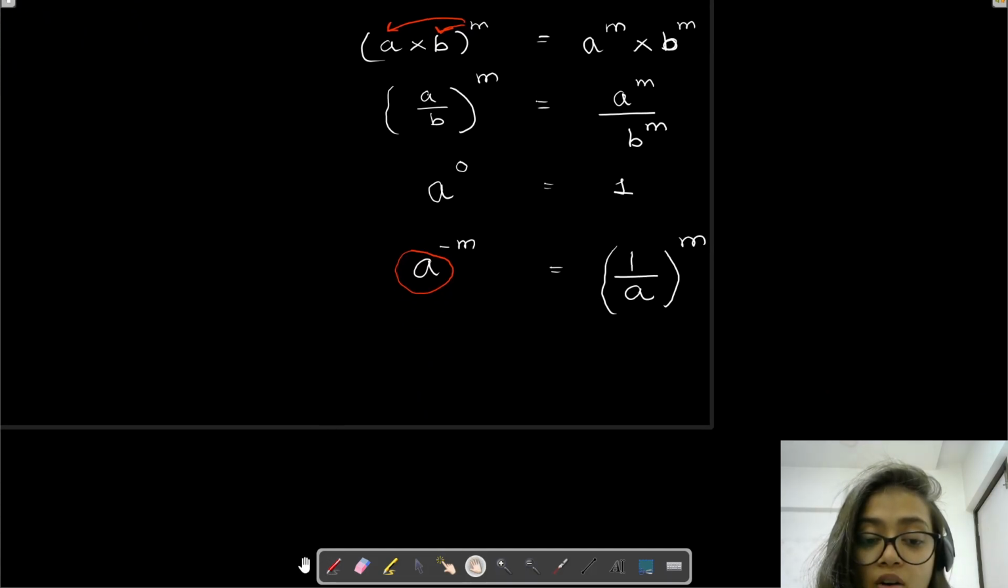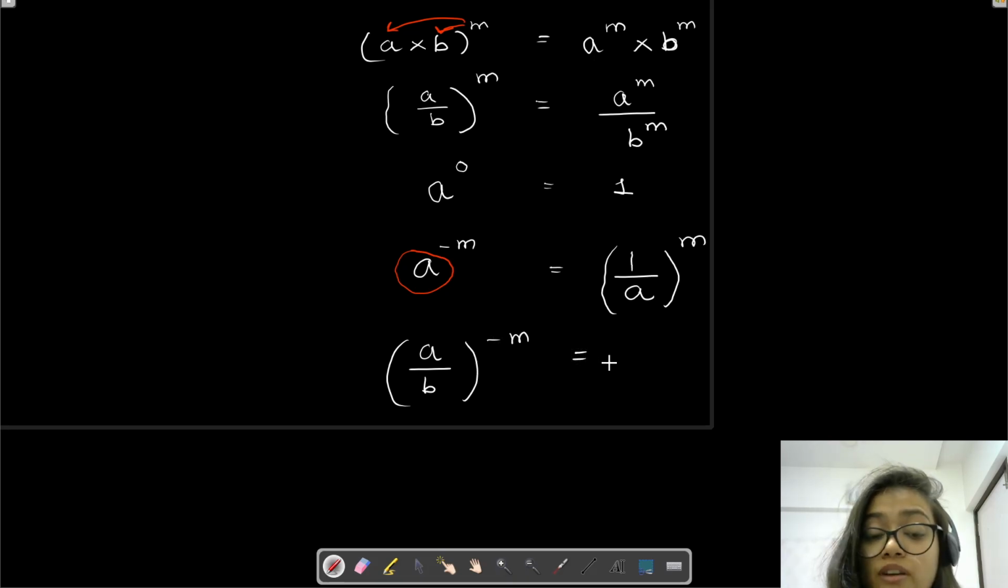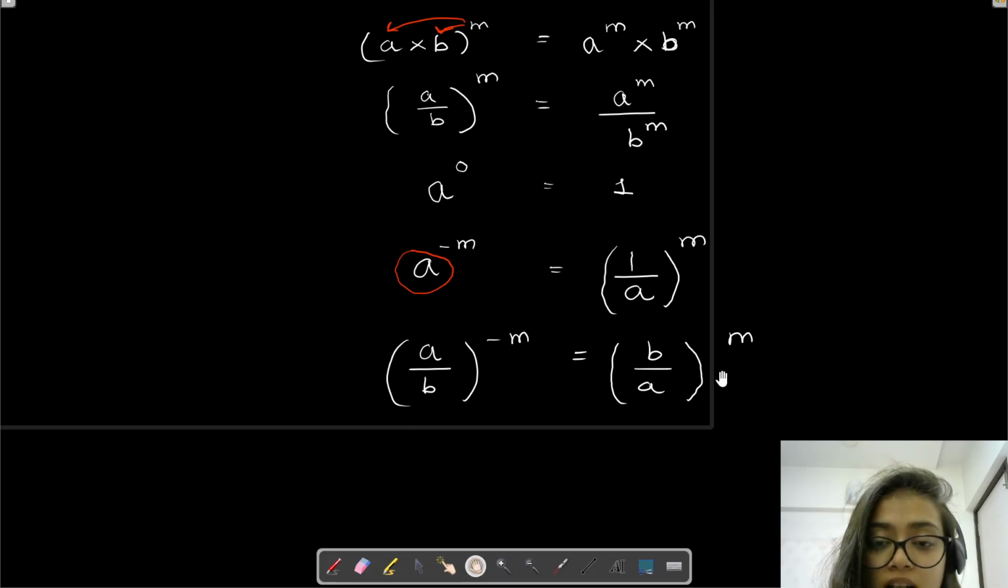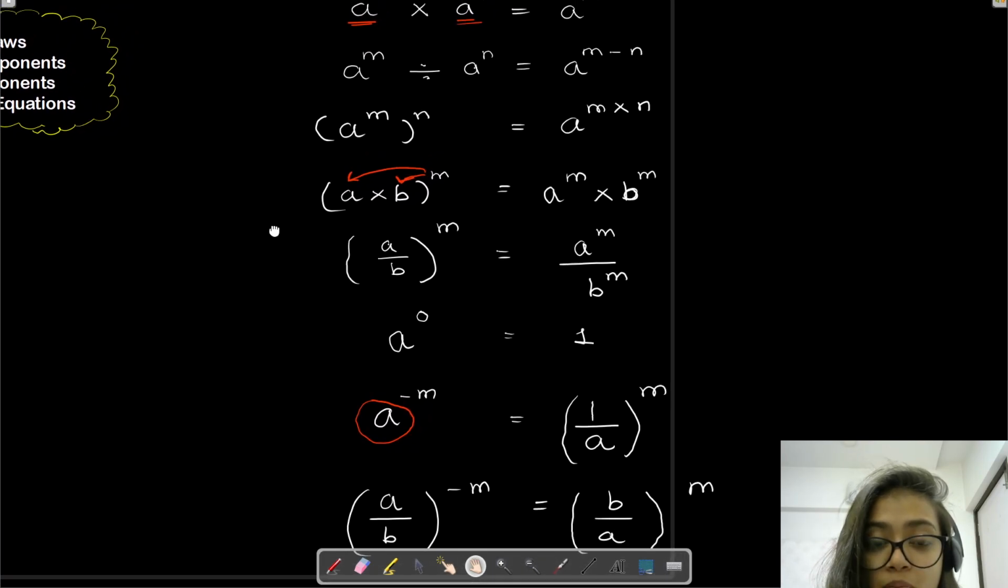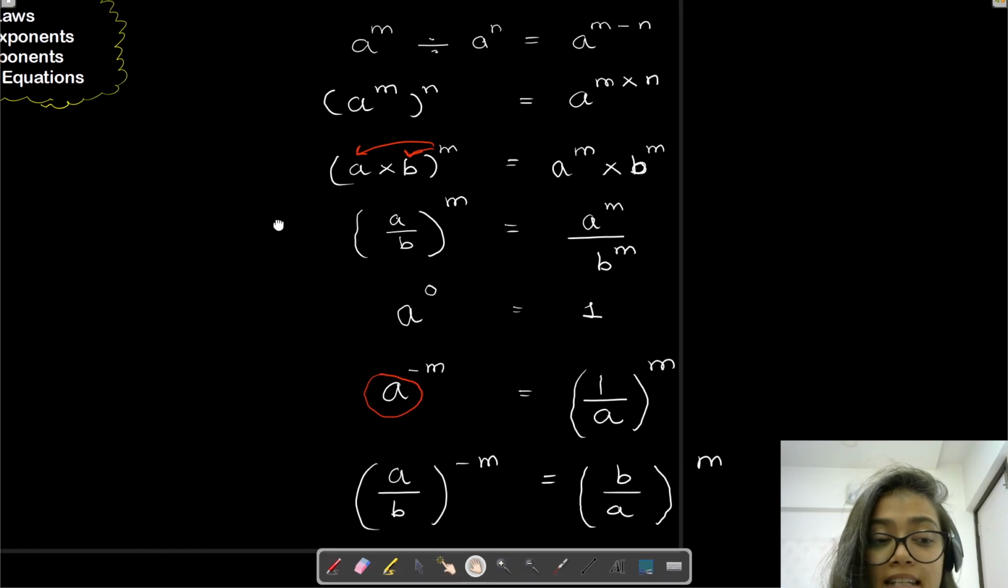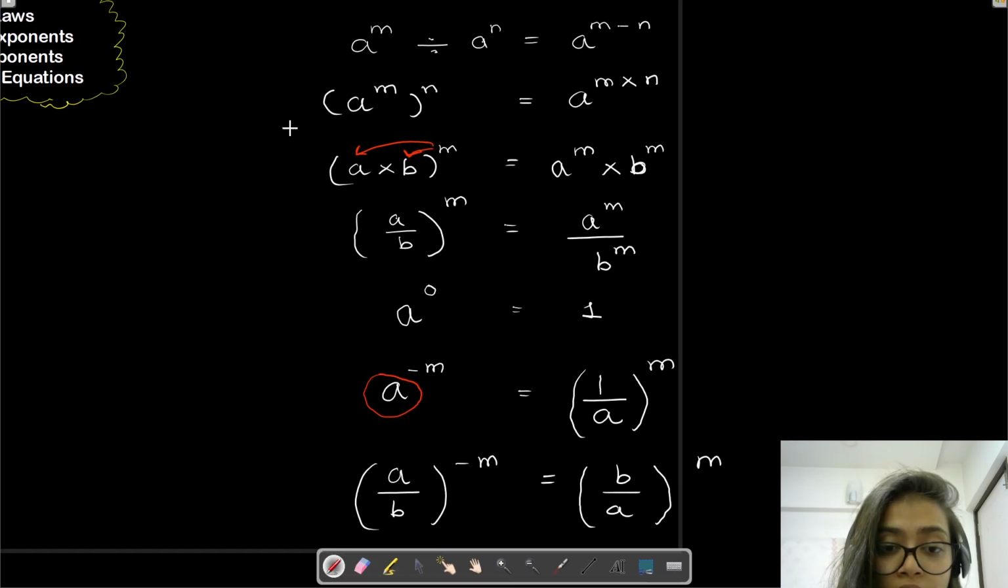Now there can be a corollary of this law. You could also have something like a over b raised to negative m. Your base now is a over b. The reciprocal of a over b is b over a, and this whole thing raised to m. Now these are all the exponent laws that you need to know in order to solve any kind of exponents problem. The SAT loves to test you on this one, negative exponents, and this one, also this one.